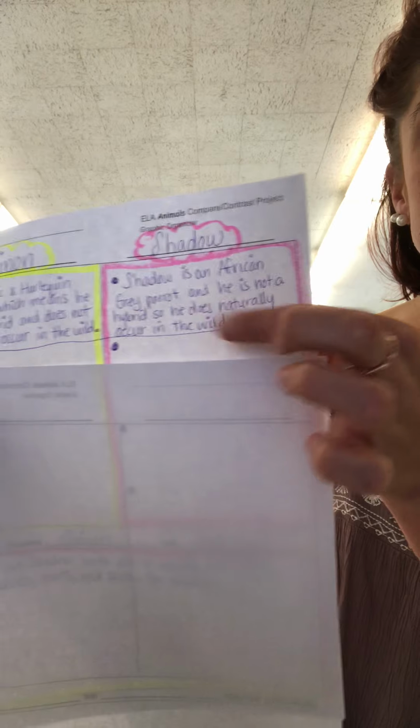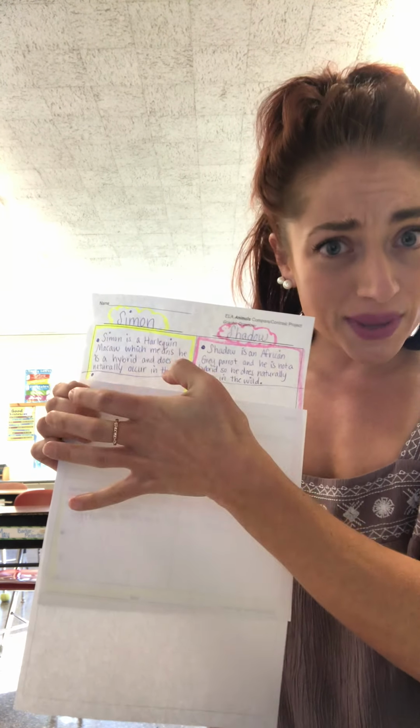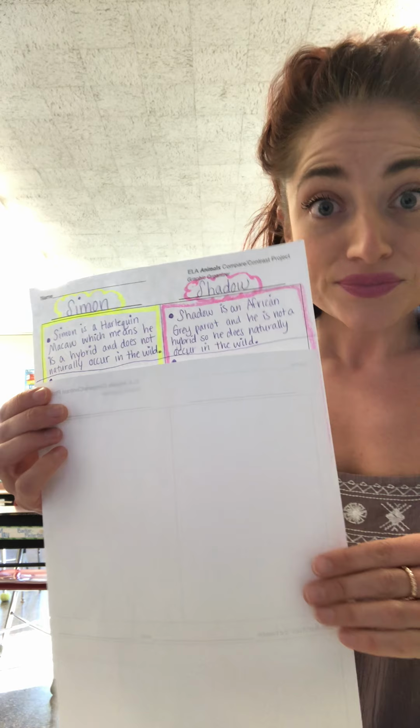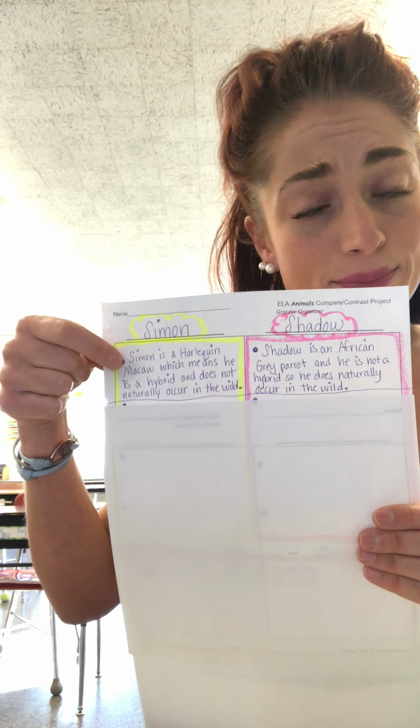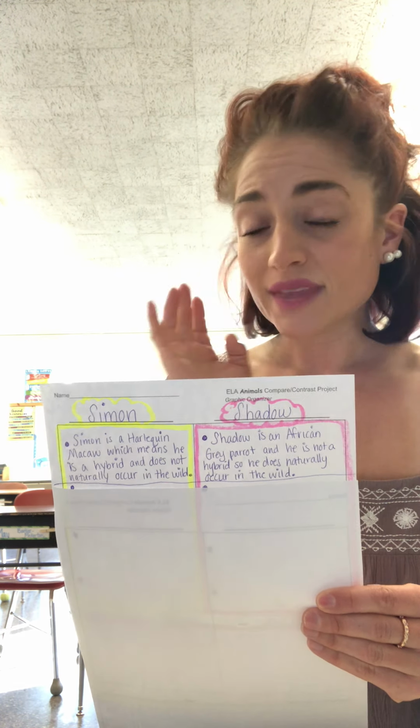So then for Shadow, what I also want to do is follow the exact same topics that I covered over here for Simon, but mention how for the same topic, his are different, okay? So I wrote, Shadow is an African gray parrot and he is not a hybrid, so he does naturally occur in the wild, all right? So I hit all of the same topics that I mentioned for my first difference with Shadow as well, okay? And also notice, once again, I'm not just going the easy peasy lemon squeezy route and saying Simon is a Harlequin macaw and Shadow is an African gray. We can do more thorough work than that, and this is an example how.